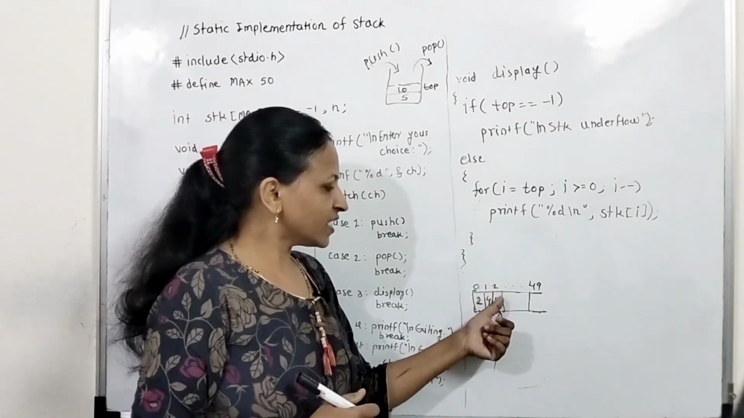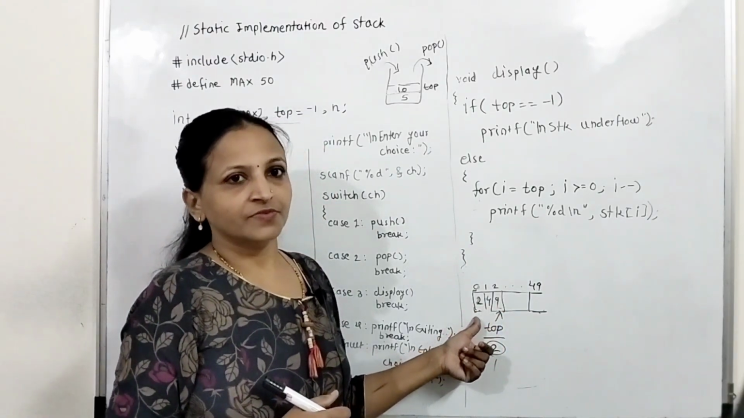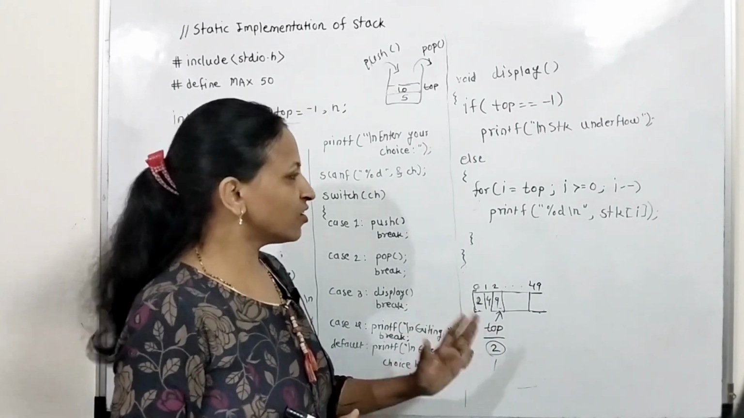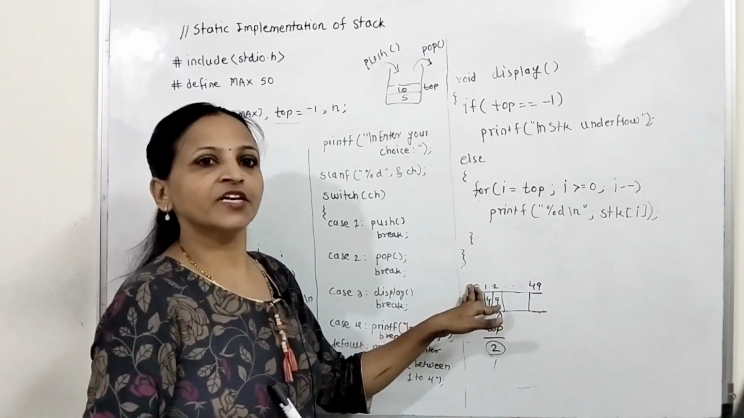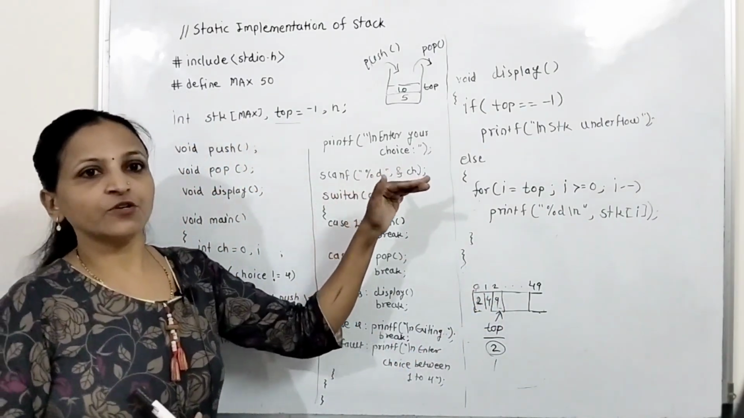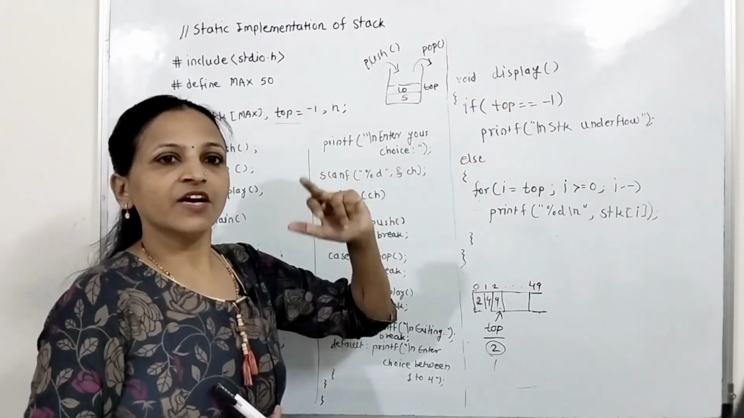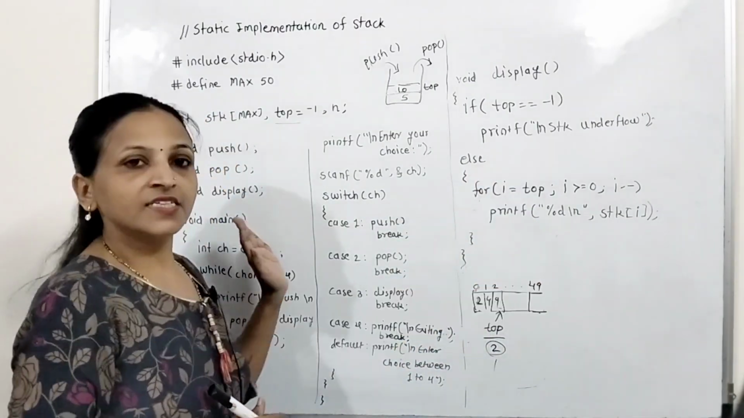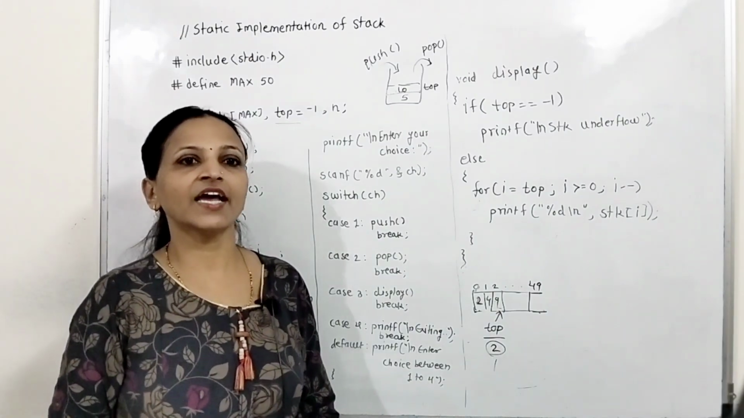Getting? First the second index element will be displayed, like 9, then 4, then 2. In this way we can place a for loop to display all the elements of the stack. Here we have to display the array in reverse order. This is just the logic for the display function. Now, on the basis of the choice the user enters, that function will be called. First we discussed push, then pop, and now display. This is the static implementation of stack, or implementation of stack with the help of an array.